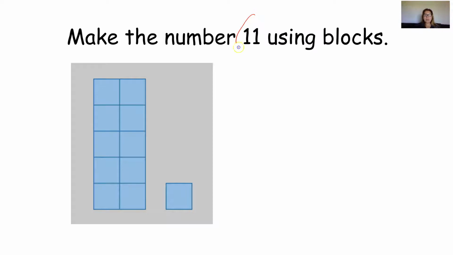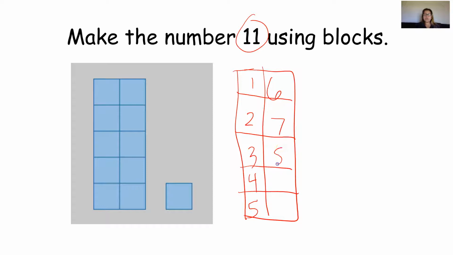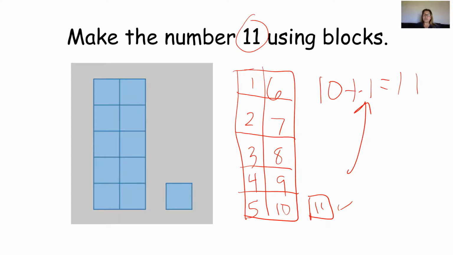Make the number 11 using blocks. Okay, so let's make our tens frame. 1, 2, 3, and 4. Then we're going to count 1, 2, 3, 4, 5, 6, 7, 8, 9, 10, and 1 more. That's going to make it 11. So I have 10 plus 1 equals 11. I have just one, the one here, that is the one that I'm adding to the 10 to get my 11 blocks.